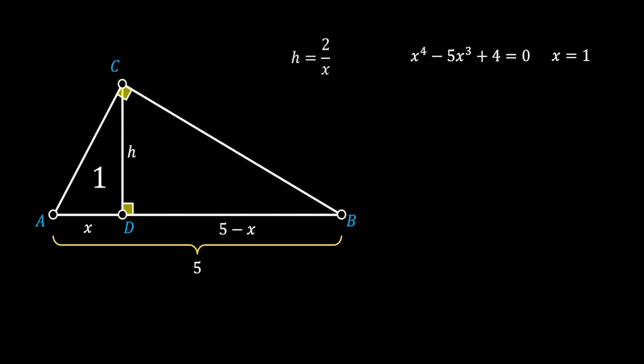You can use the polynomial remainder theorem or Bezout's theorem, and you can factorize this, but to be honest with you, I'm going to use a little bit of a different, let's say, geometrical approach to see if there are any other positive real solutions for x.